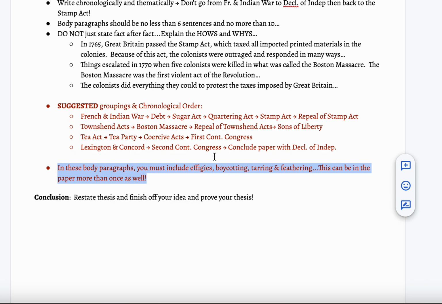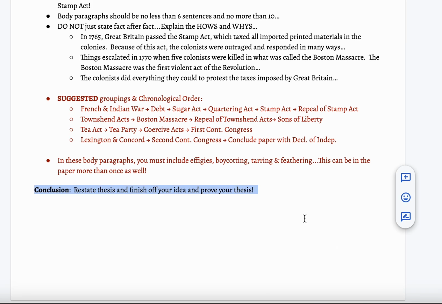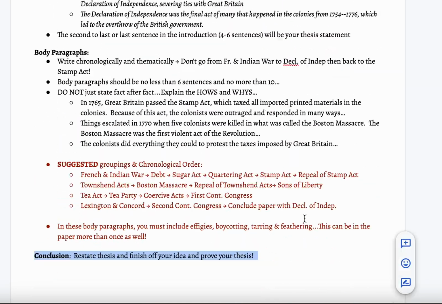Again, you have to include the word effigies, boycotting. I love tarring and feathering, so this might be something you want to include. Not required, but I love tarring and feathering. And then you conclude the paper, 3 to 5 sentences. Restate and finish your paper with the thesis you proved. That's how you're going to write the paper.